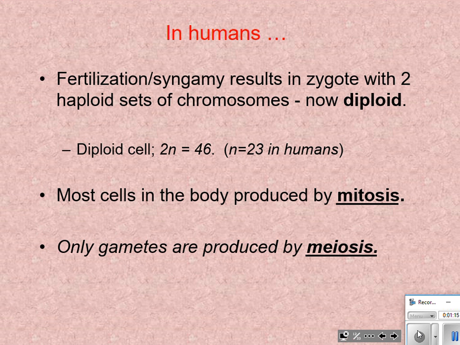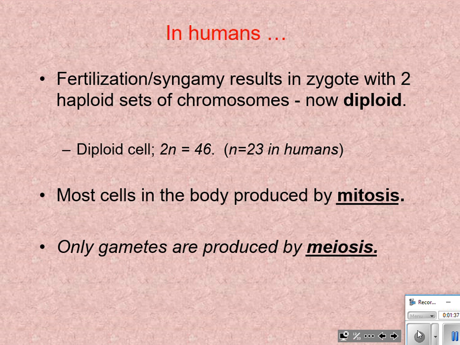Meiosis, as we'll see later on this week, will produce the gametes, which are haploid cells. So we're going to get into the first part of meiosis today, and that is stage 1, meiosis 1.